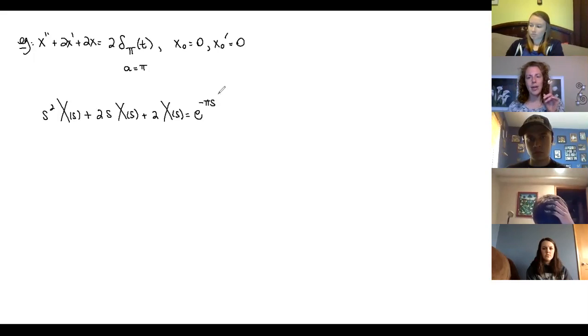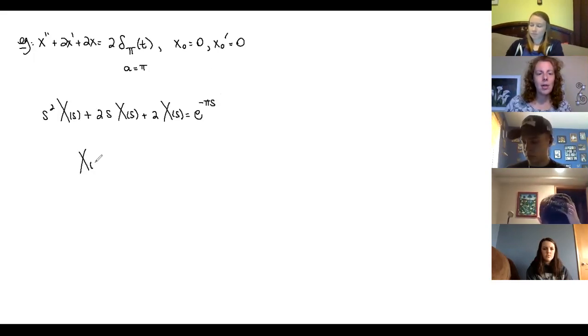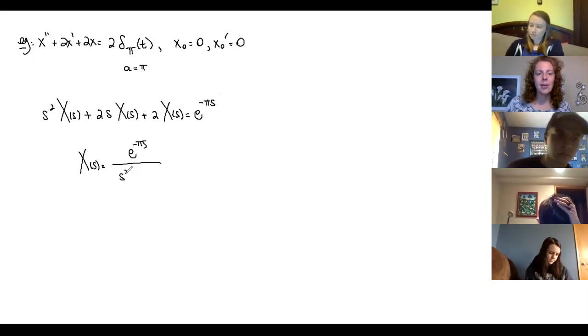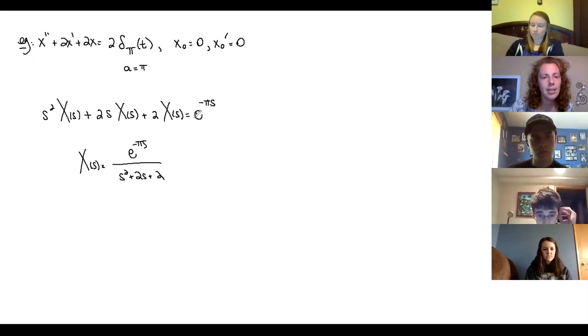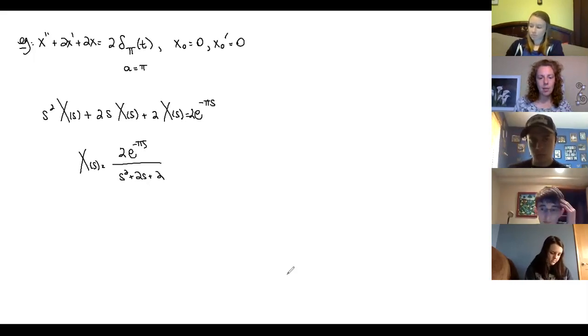Okay, that's step 1. Step 2, got to get capital X of s by itself on one side. So capital X of s is e to the negative pi s over s squared plus 2s plus 2. We lost the 2 on the right-hand side. Sorry about that. There's the 2 on the right-hand side, and there's the 2 in the denominator. Thank you. Sorry about that. My fault.